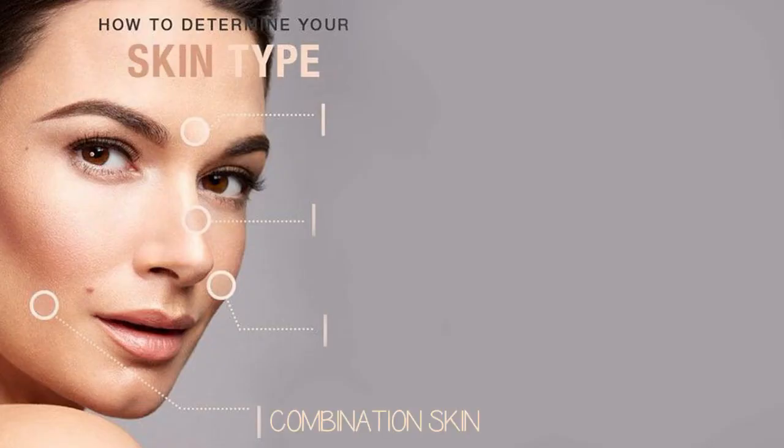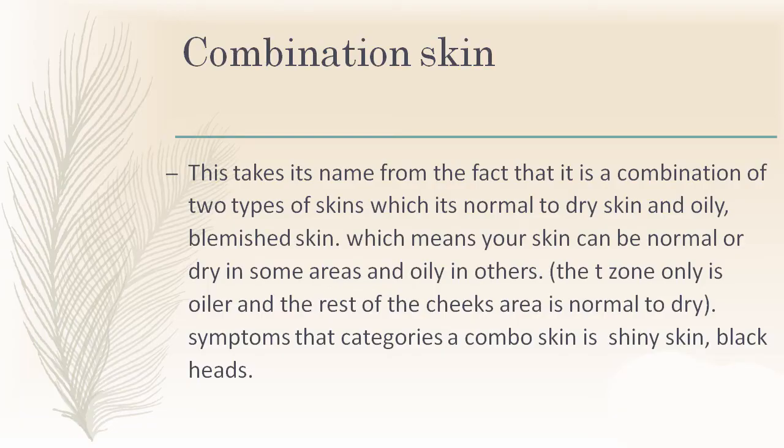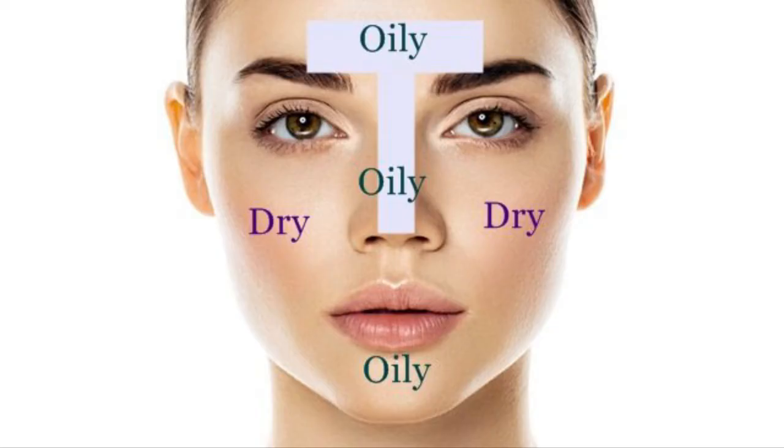If you're a combination skin type of person, this takes its name from the fact that it is a combination of 2 types of skin, which means your skin can be normal or dry in some areas and oily in others. Mostly it's the T-zone only that is oilier, and the rest of the cheek area is normal to dry. Symptoms that categorize combination skin, or combo skin, are shiny skin with blackheads.